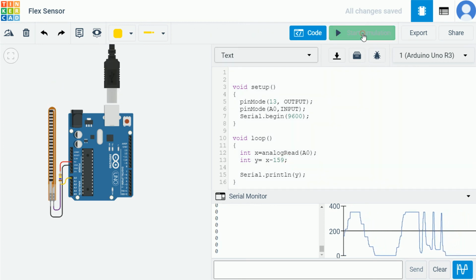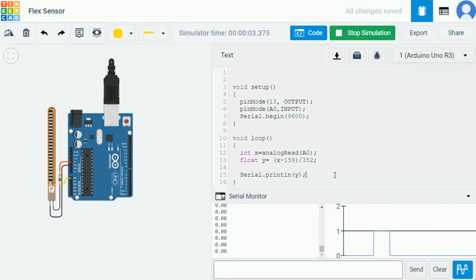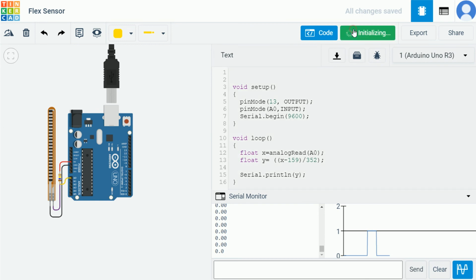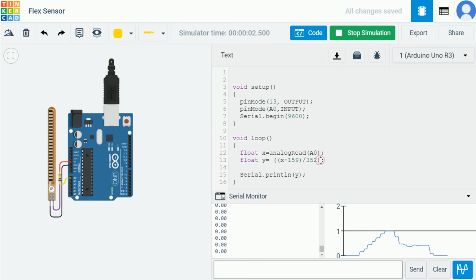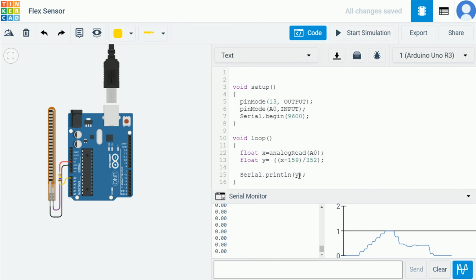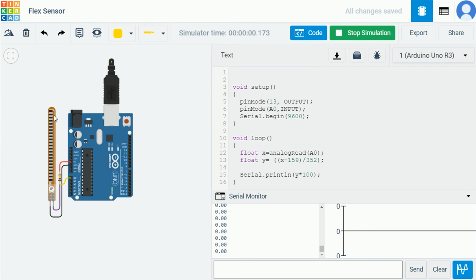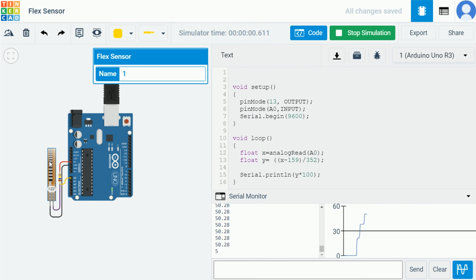We need to divide the above equation with 352. So the value will be in the range 0 to 1. But the input must also be of type float. Now the value is from 0 to 1. Multiplying it with 100 will give us the percentage of bending. Now it's working fine. The value is in percentage, so anyone can make use of it easily.